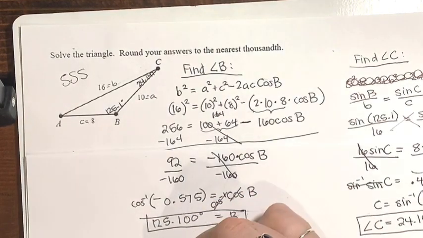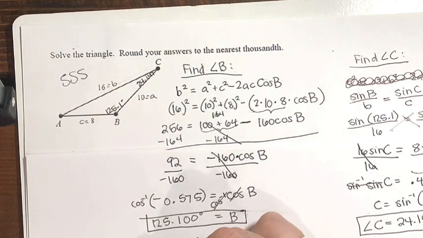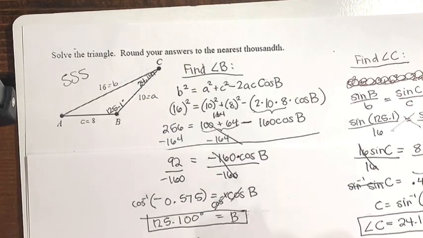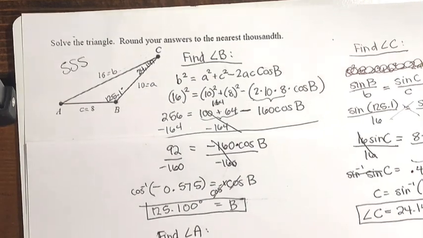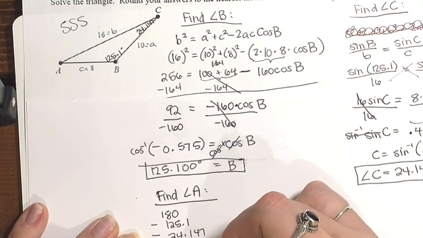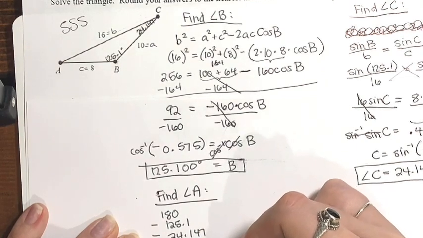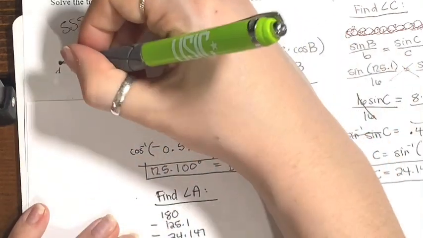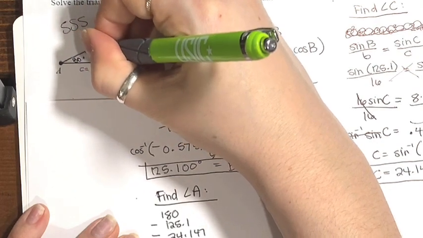So we're just going to subtract from 180 to keep it simple. So 180 minus the 125.1 minus the 24.147 and see what is left over. So if I do that, 180 minus 125.1 minus 24.147, we get 30.753 degrees, and that will equal angle A. And that is your answer. So now we're done. We have all three angles solved for.